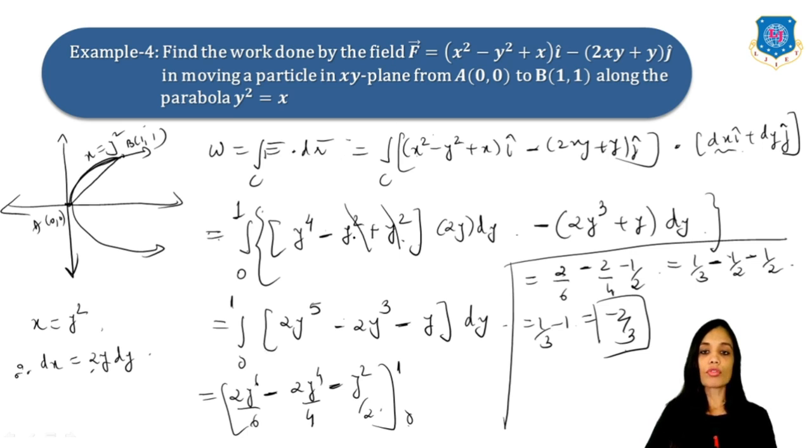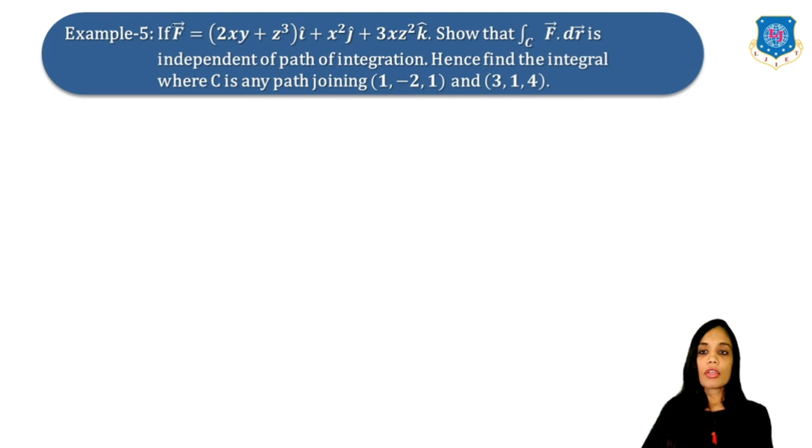So now let us go to the next example. If f bar is this, we have to show that it is independent of path, and hence we have to find the line integral where C is a path joining (1, minus 2, 1) and (3, 1, 4). Firstly, in order to show that this line integral is path independent, we will find curl of f bar.